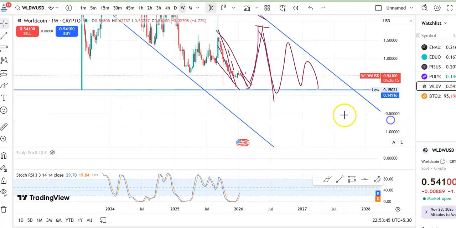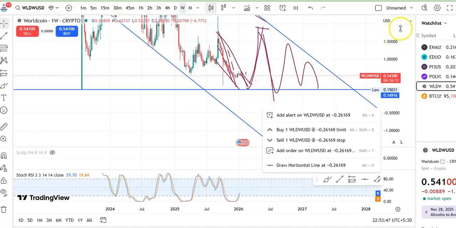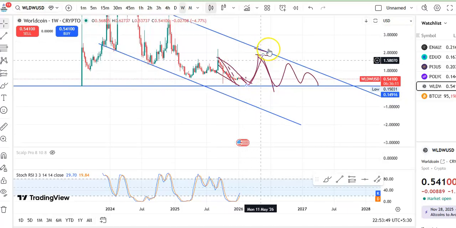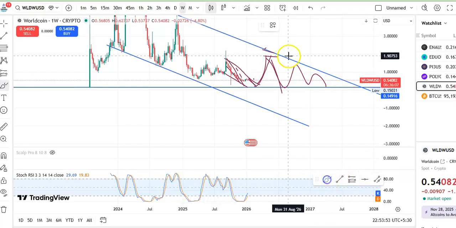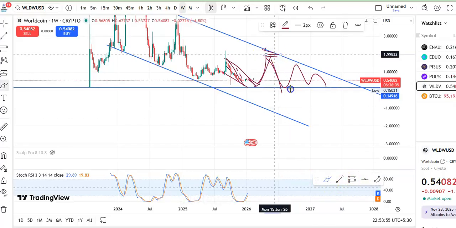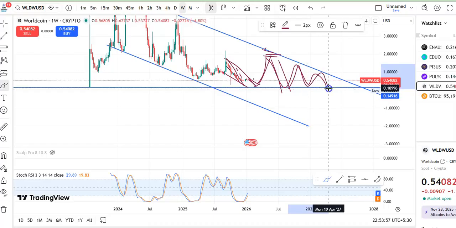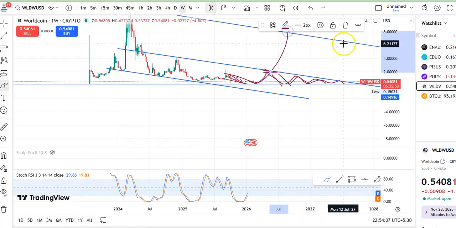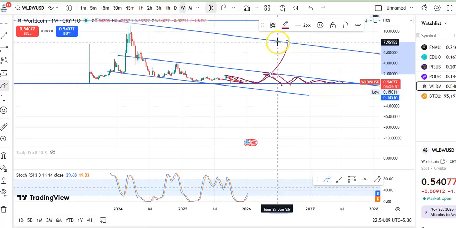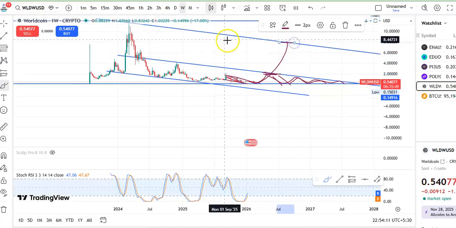Okay, so you can see that continuous fall is happening, and after the breakout, candles may go to the resistance level, which is around 1.9, then a fall may take place. So like this, it may fall in this downtrend channel pattern, and in case there is a breakout from this resistance level, then it may move to the resistance level, which is over here around 7.9.